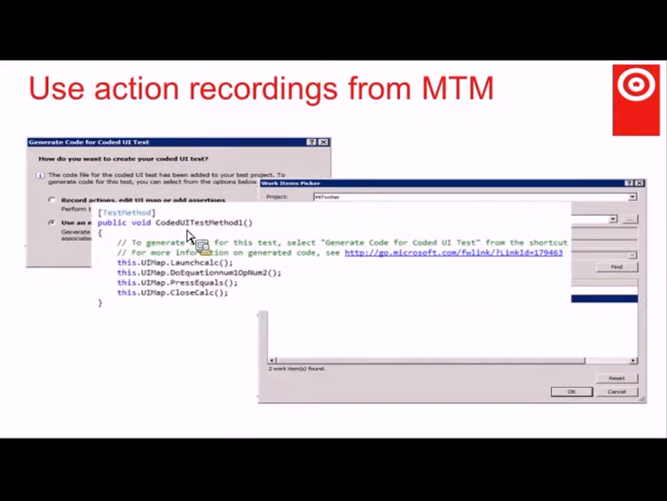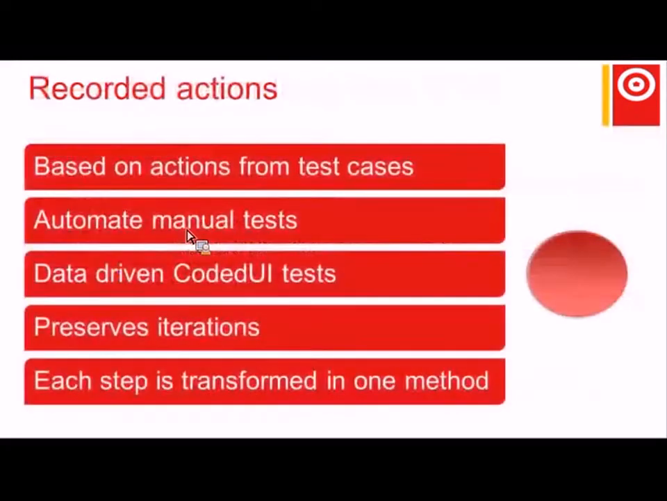The code is broadly identical to what we generated previously with the demonstration I did. And it's as simple as that. The coded UI system will create a coded UI test from that recorded method. It takes the actions in our test cases and creates the recorded test there. So when we've got a manual test that was recorded under MTM, we can now automate that.